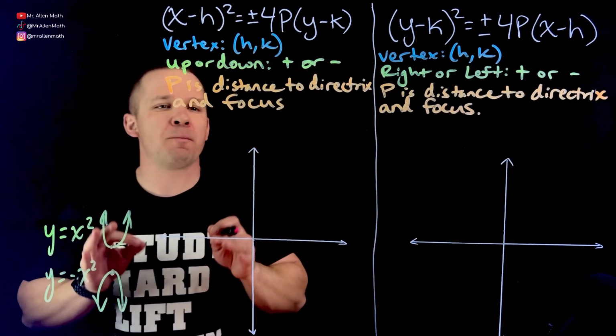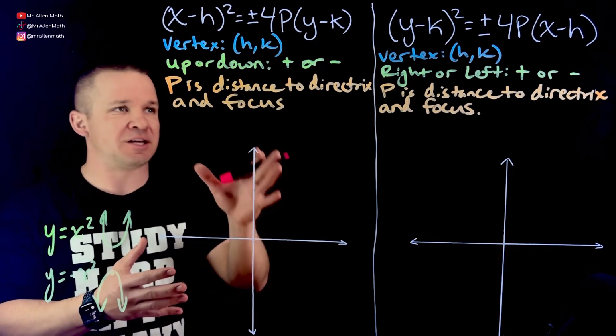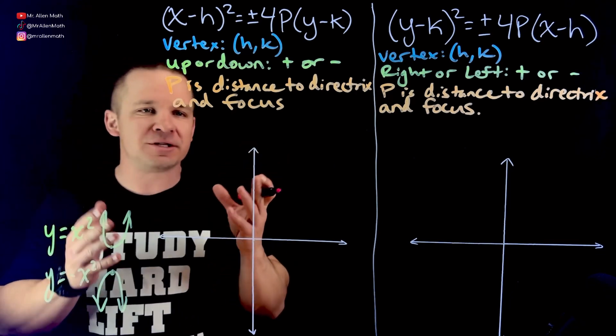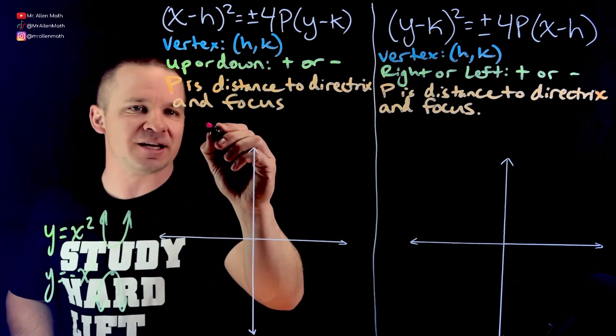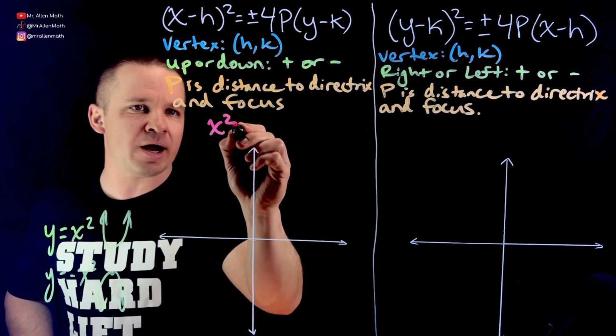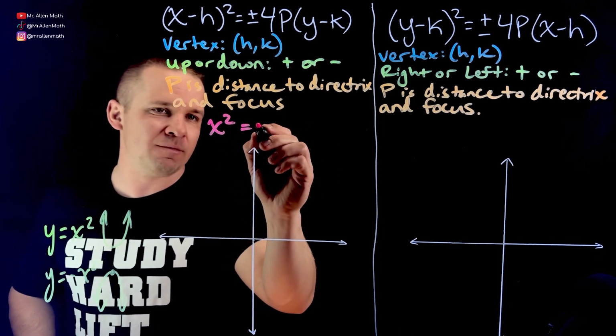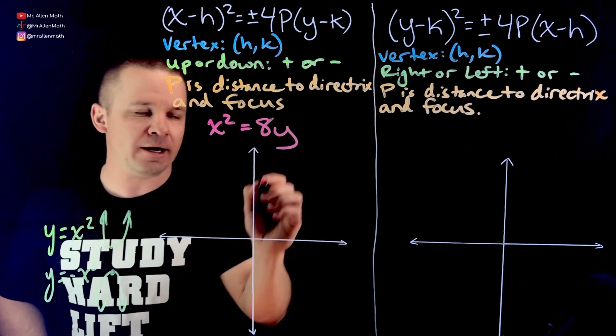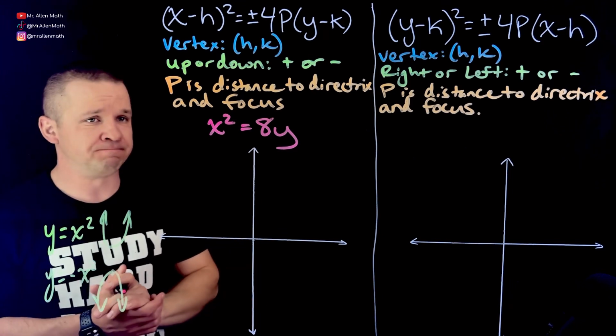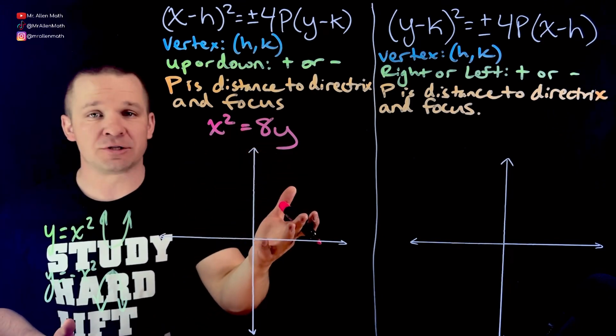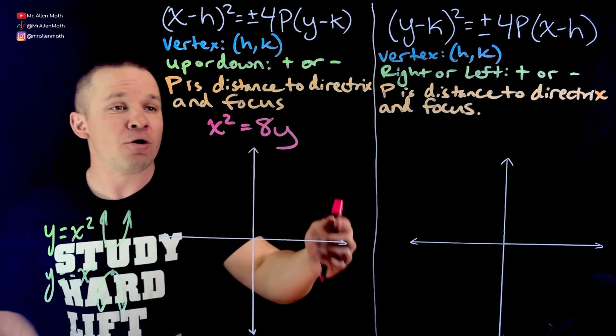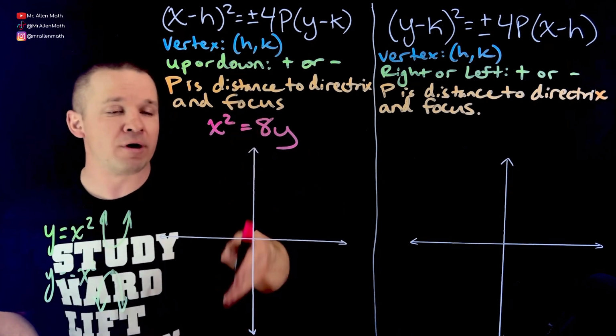So let's just do a quick basic example here and put some numbers to this thing. Because I think you can talk about the variables all you want, but until you get some numbers, it doesn't really make a ton of sense. So I'm just going to go with, how about x squared equals 8y. So how do I work with that? Well, if it's x squared, I know it's opening either up or down, right? The y is the unsquared part, opening up or down.